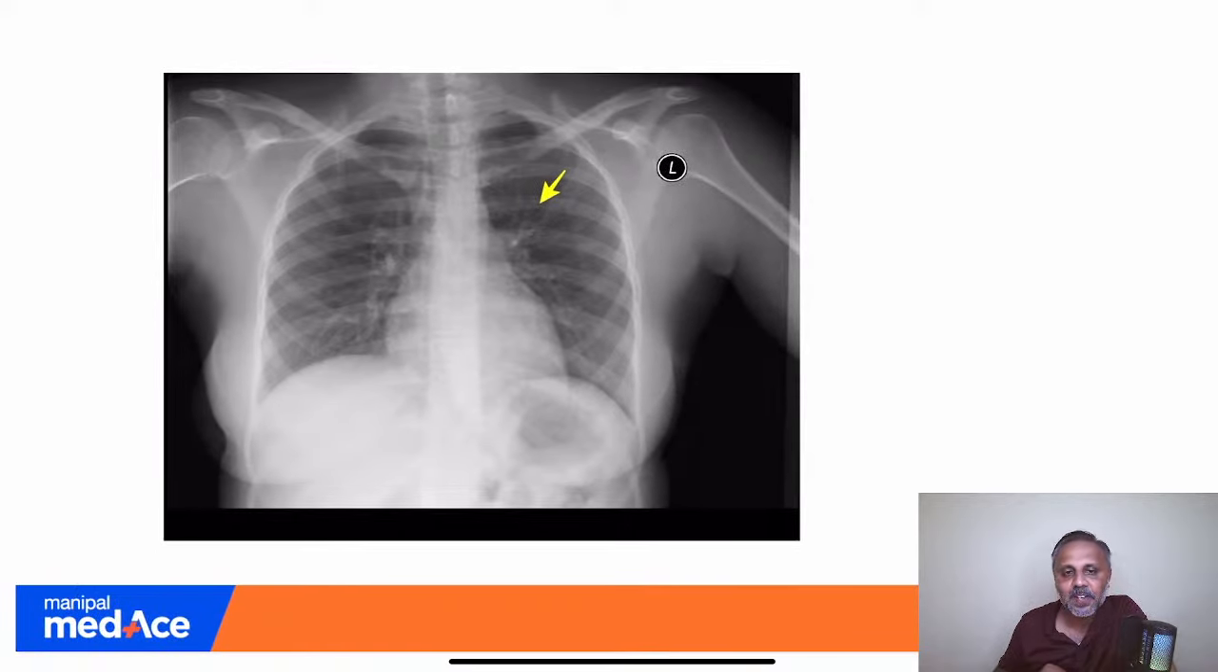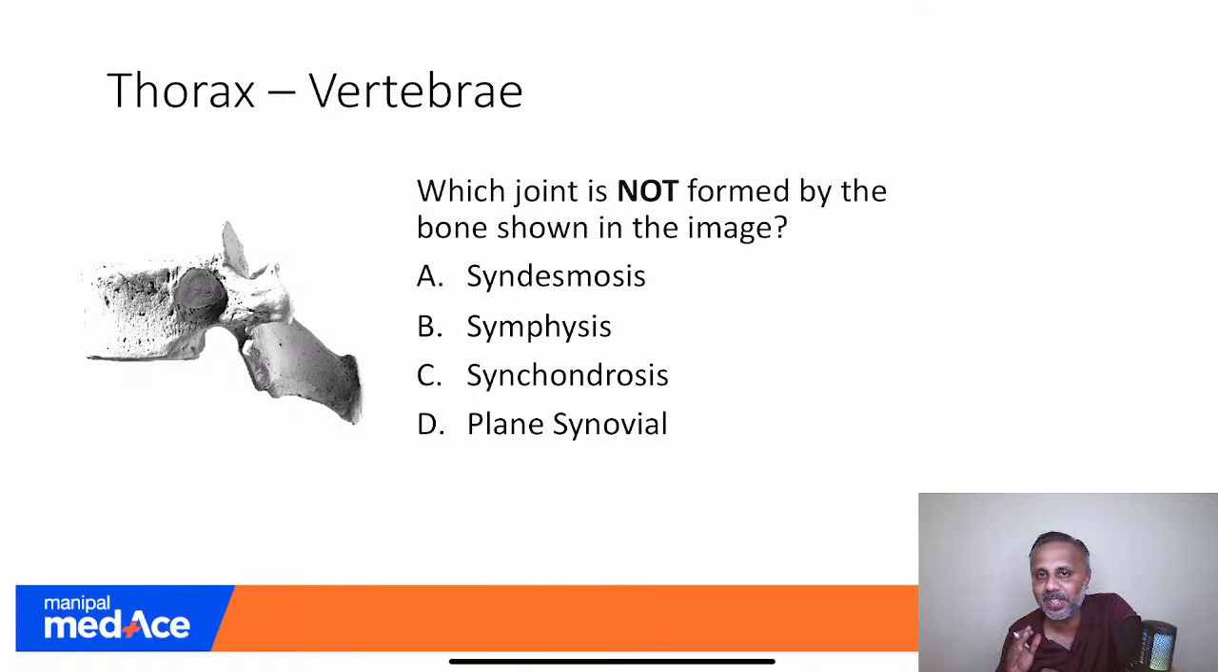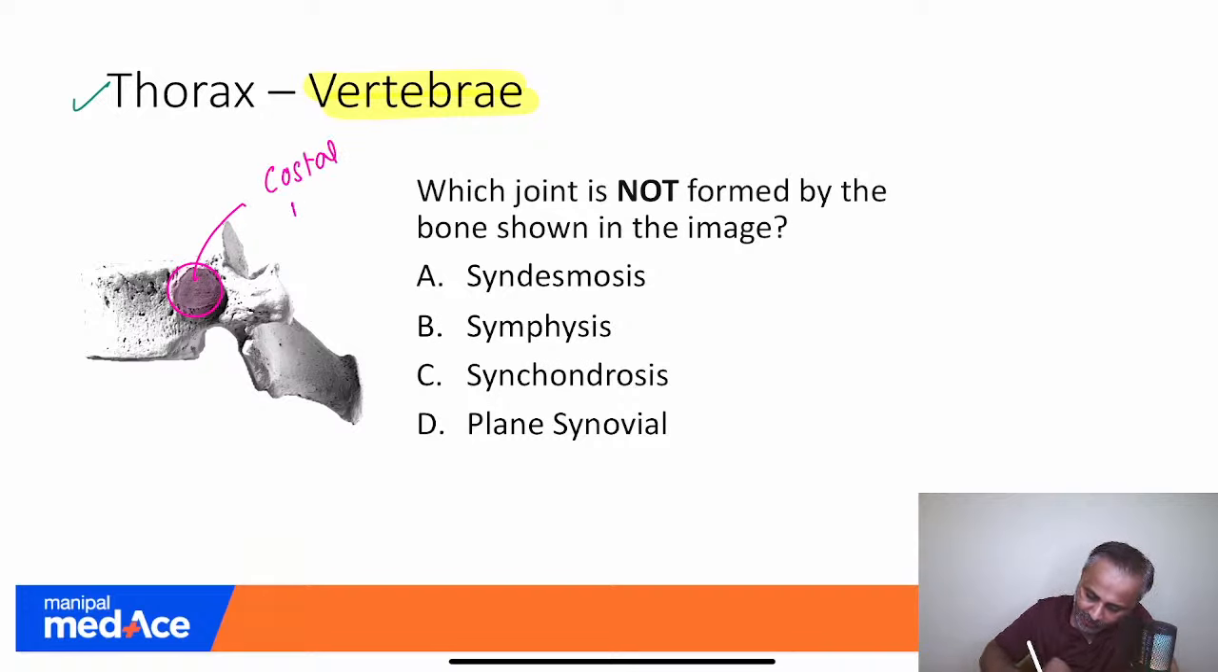Now these were the questions from the X-ray. Now one last question from the thorax, which was again based on a bone, and that was a vertebra. The vertebra that is given is a thoracic vertebra. How do I say that this is a thoracic vertebra? Take a look at this part. This is the most conspicuous feature of a thoracic vertebra. What is this? This is a costal facet.